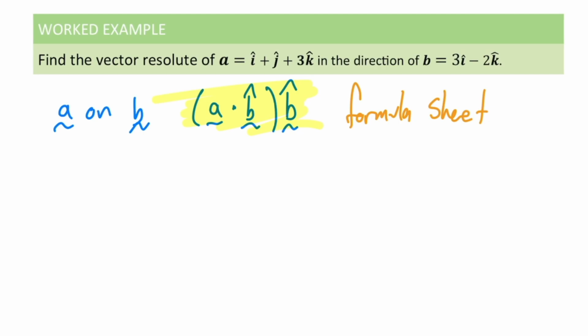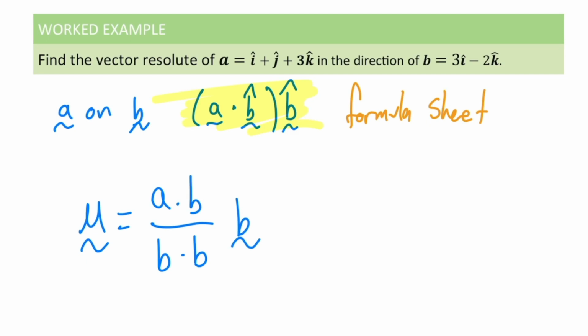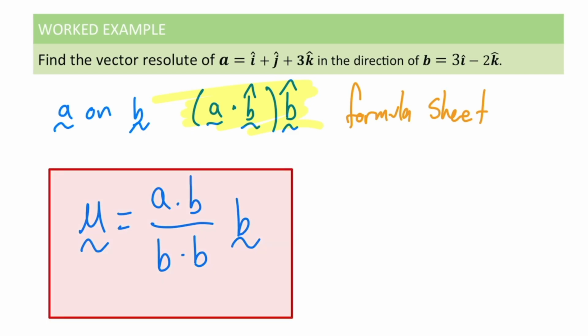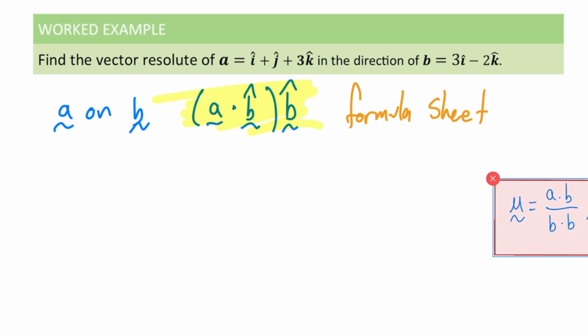So instead, the formula I like to use is a dot b, that is vector a in the direction of b, so it's a dot b, all divided by b dot b, multiplied by vector b. So a dot b over b dot b is normally what I like to think of when I think of vector u, but both formulas actually give us the exact same answer. And in this example, I'm going to do it using this formula here. Okay, I'm just going to shrink this down and I'm going to place it over here.